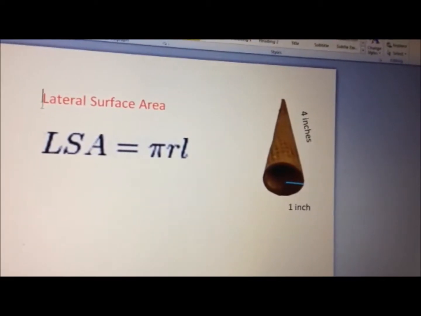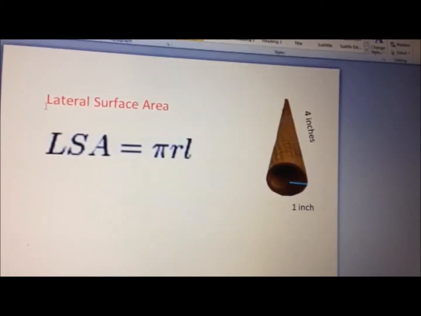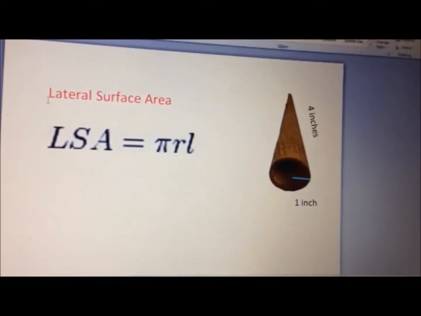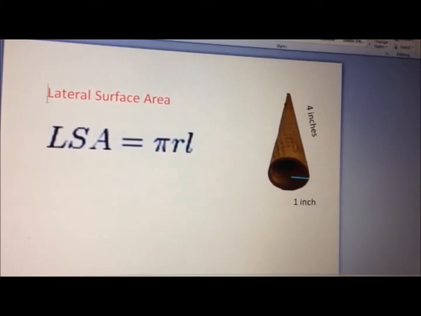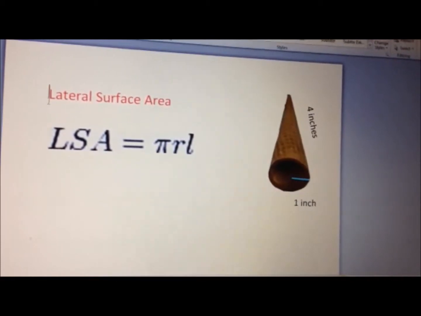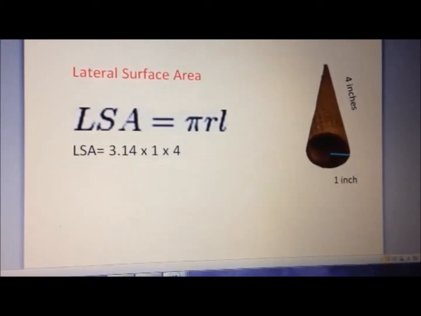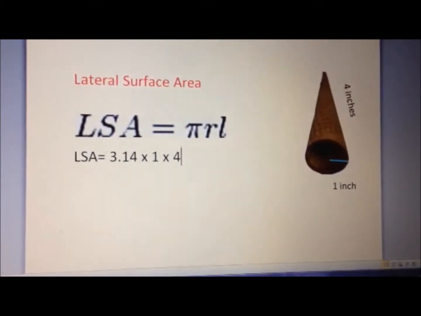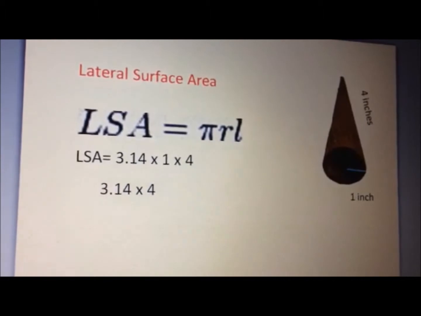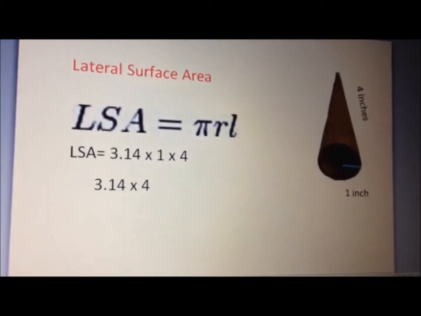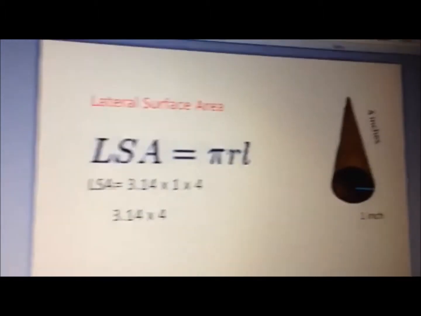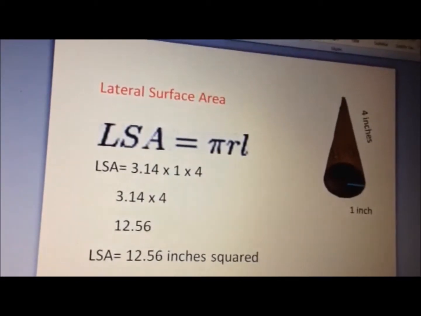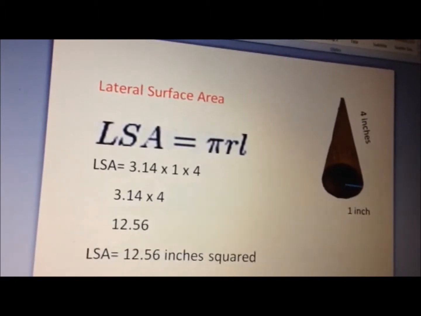Lateral surface area is very similar to surface area except it does not cover the base. So to find it for a cone, it's just pi times radius times slant height. This specific cone has a slant height of 4 inches and a radius of 1 inch. 3.14 for pi times a radius of 1 times 4 for the slant height. 3.14 times 1 is still 3.14, so that times 4 is 12.56, which means that the lateral surface area for this cone is 12.56 inches squared.